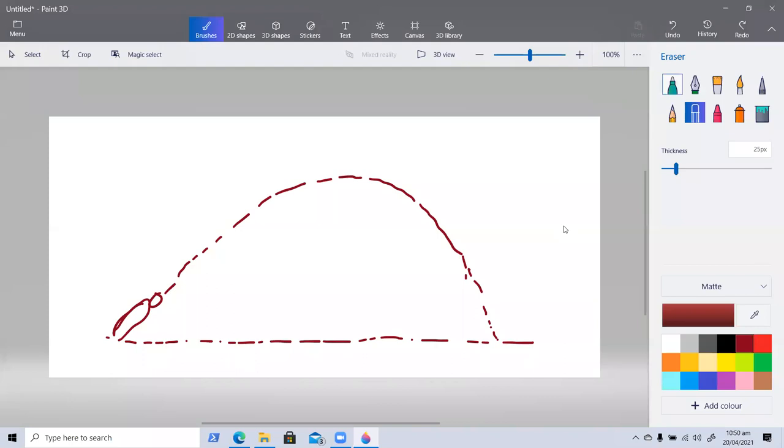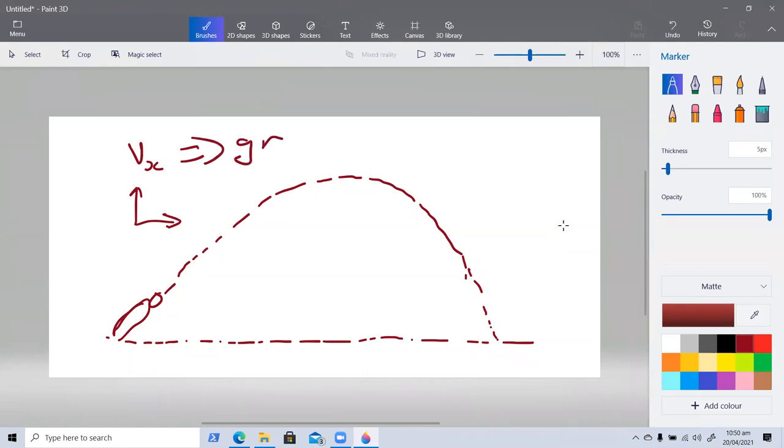Now, with vertical and horizontal components, generally the vertical component is affected by gravity. So when we throw this ball up, it's going to decelerate, level off at zero, and then come back down. When we fire this here, gravity affects it, causing it to go up, level off, and then come back down.